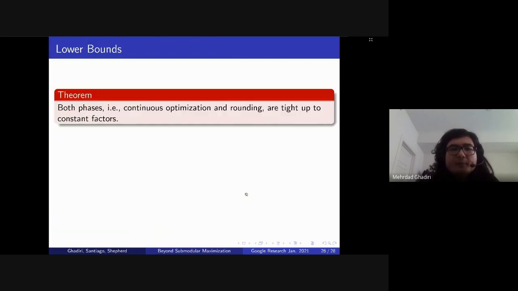So we have matching lower bounds as well. Basically, for both phases of the framework or algorithm, which is the continuous optimization part and the rounding part, we show that there are lower bounds, and they are tight, like the upper bounds we gave are tight up to constant factors. And basically, you cannot do better than O of sigma for the continuous part, and you can't do better than O of square root of sigma for the rounding part.